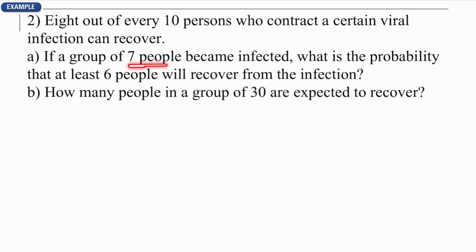Number 2, 8 out of every 10 persons who contract a certain viral infection can recover. If a group of 7 people became infected, what's the probability that at least 6 people will recover from the infection? So this is kind of unique in that we have the at least 6 people.